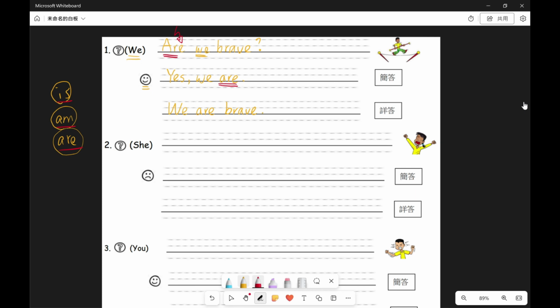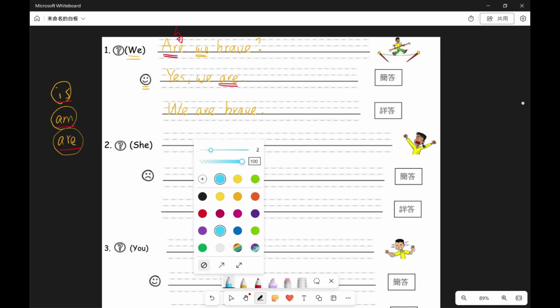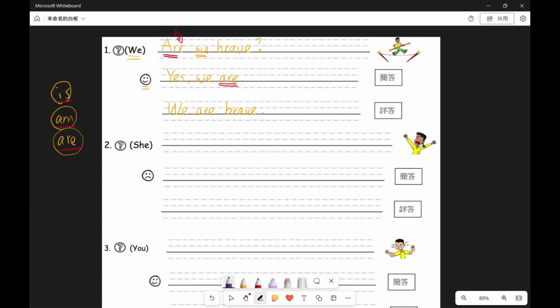Now number 2. Let's take a look at number 2. Alright, number 2, fairly easy. Look, the person is she. We know we have to say she is, right? So in the question, this is she. Remember small letter S for she. Is she what? That picture is tired. So is she tired? Finish it with a question mark, right?